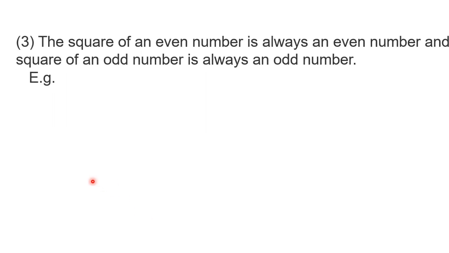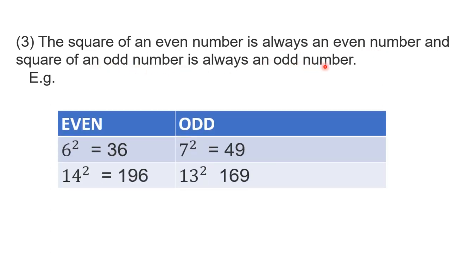Now the next property is, the square of any even number is always an even number, and the square of any odd number is always an odd number. For example, 6 is an even number, so the square of 6 is 36, which is again an even number. 14 is an even number, so 14 square is 196. Again we are getting 196 as an even number.